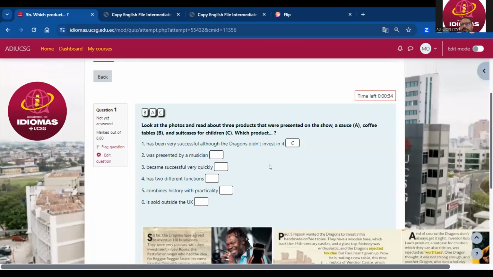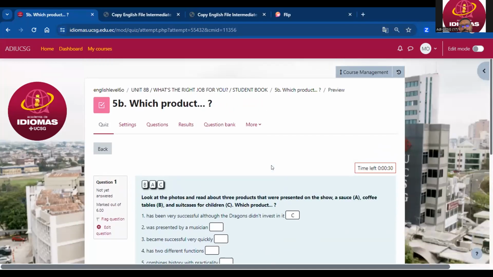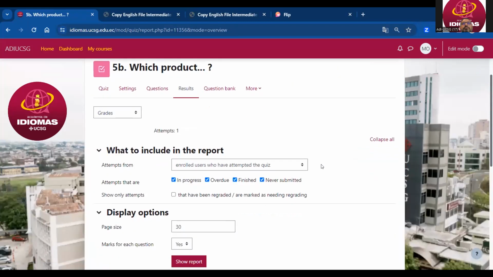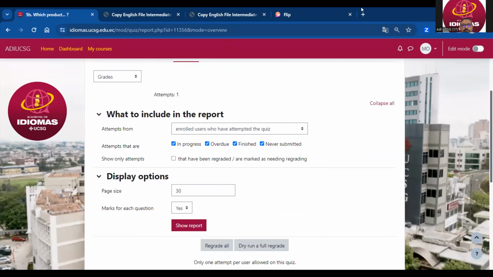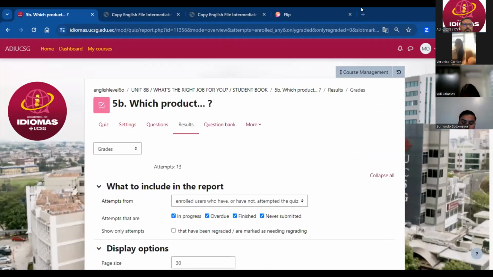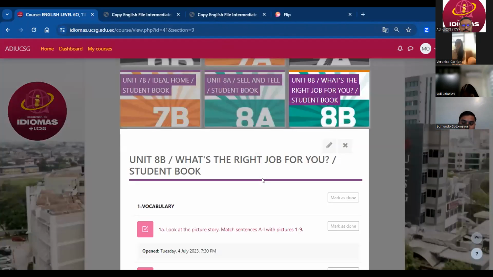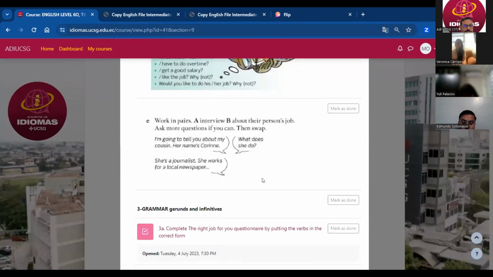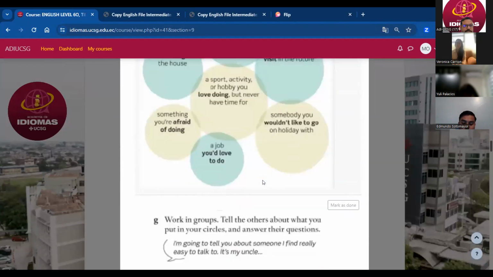So starting now, we got 10 minutes. Okay. Let me get to your results. Perfect. We got full attempts, so we can continue. Let me go back to our main page to follow up on the activities. We just worked on the section of reading.